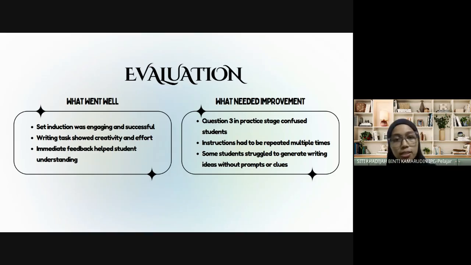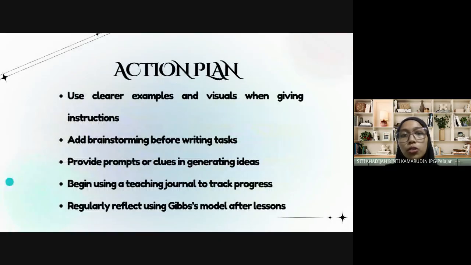students through tasks. Okay, so now is the last stage of Gibbs cycle. Let's move on to the action plan. Based on this reflection, I've come up with the following action plan, which includes clearer examples and visuals when explaining tasks. Maybe some of the students need more detailed explanations. So clear examples and visuals are crucial.